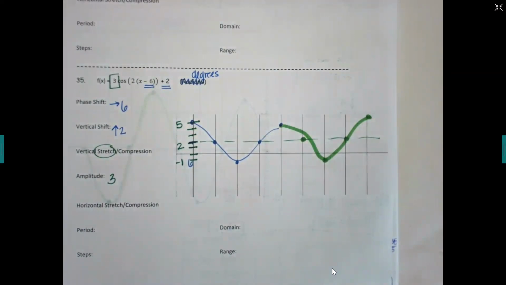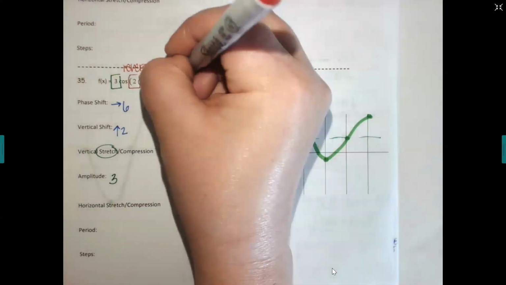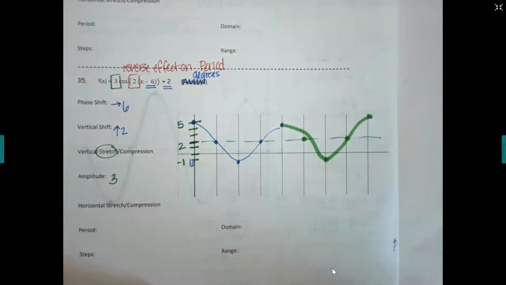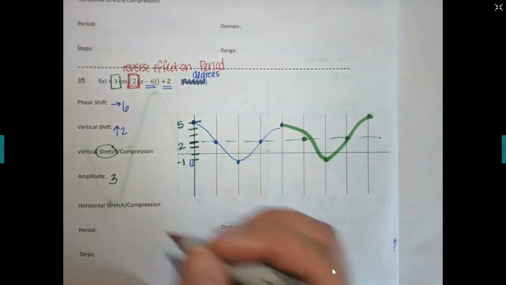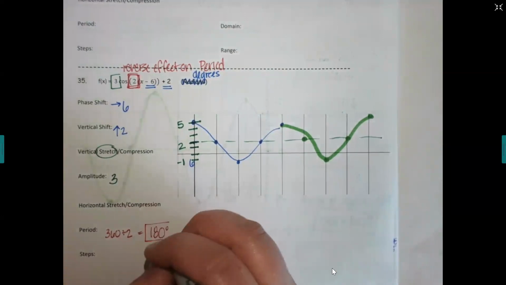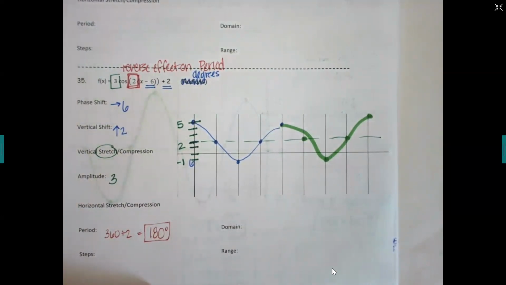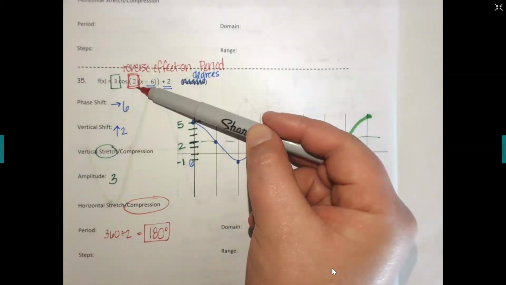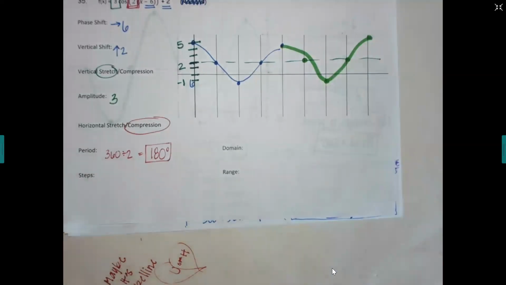Okay, for your horizontal stretch or compression, this time we have 1. Okay, look at the number in the middle here. It's a 2. Okay, if they put a ×2 though, remember, I'm going to do the reverse effect on the period. So if my normal period is 360 and they put a ×2, then I'm going to do 360 divided by 2, which means my period is going to be 1. Okay, and then remember, if you make the period longer, it's a stretch. Shorter is a compression. So if it went from 360 down to 180, that's a compression. Also, remember, if they put a ×2, I'm going to think about in my head, that's really the opposite. So instead of a stretch, it's a compression.